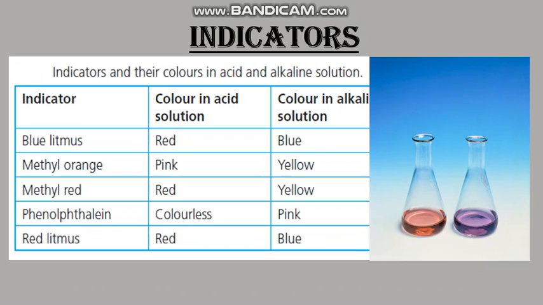Indicators. Certain dyes change color depending on whether they are in an acid solution or an alkaline solution. Dyes which behave like this are called indicators. These are the most important indicators: blue litmus, methyl orange, methyl red, phenolphthalein, red litmus. Blue litmus turns red in acidic solution while remaining blue in alkaline solution.